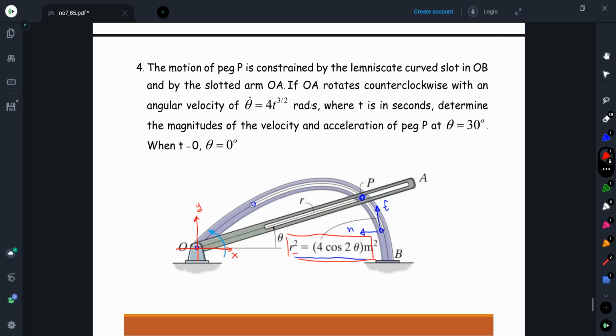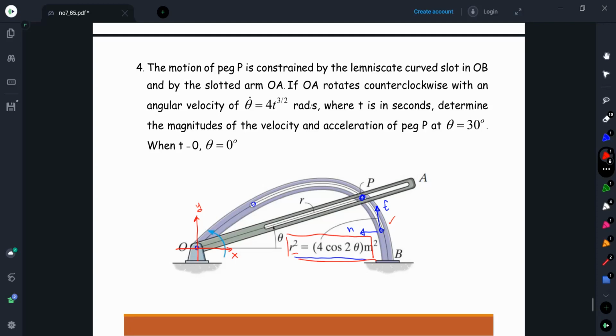So for this case, if we apply the normal and tangential coordinate system, you can see that the NT should be here. Okay, it's maybe not convenient to use the NT coordinate system for this problem because we already know the path in terms of r theta, and it's maybe better to solve in r theta instead of xy.